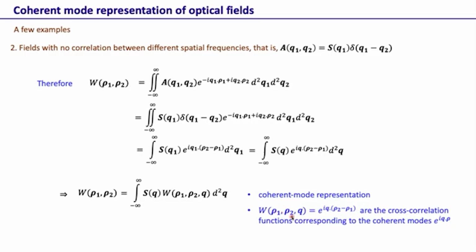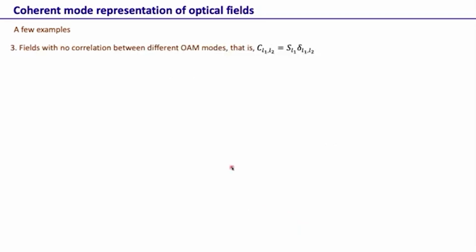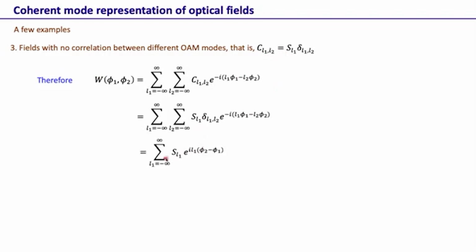Okay, so similarly we can also look at the example for the angle degree of freedom, and in that case we had looked at the field that has no correlation between different OAM modes. So for that we looked at the correlation in the OAM basis as this. That's the two-dimensional Wiener-Khinchin theorem in angle and OAM. If we substitute this in here, this just becomes this, and writing in terms of just l becomes like that, and then this W function in phi1 and phi2 will take this form. So this is a sum over these modes W_l(phi1, phi2).